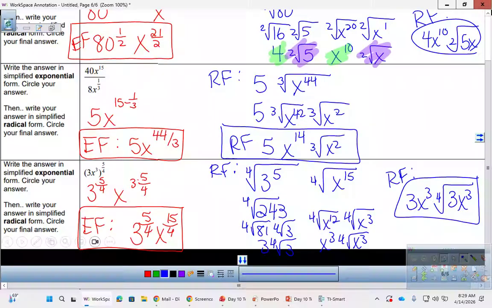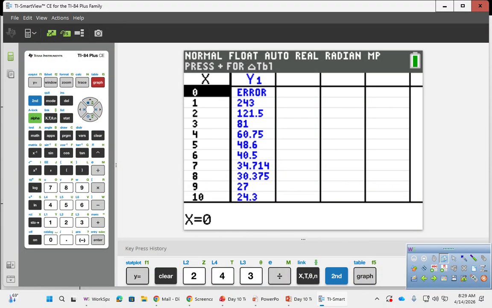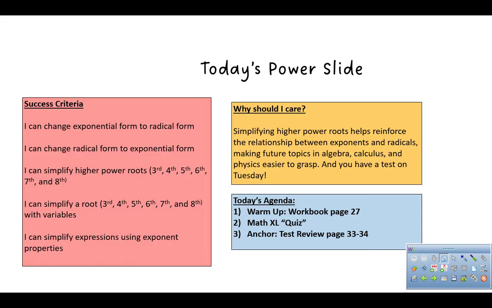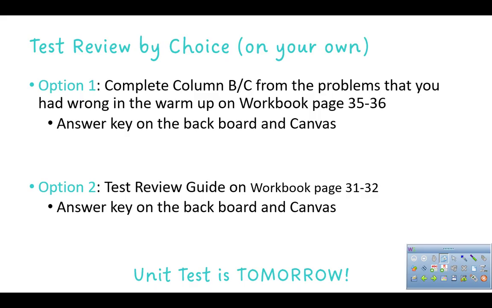That's what your test is going to look like. Does anybody have questions for me? All right, so we've got about 15-ish minutes. I'm just going to give you choice for this 15-ish minutes. So choices are you can work on something from column B. Maybe you got something wrong there and you need additional practice. Option B would be the test review guide. I don't know if you finished that yesterday. I don't even know if you looked at it since I wasn't here. But that's there, page 31 and 32.